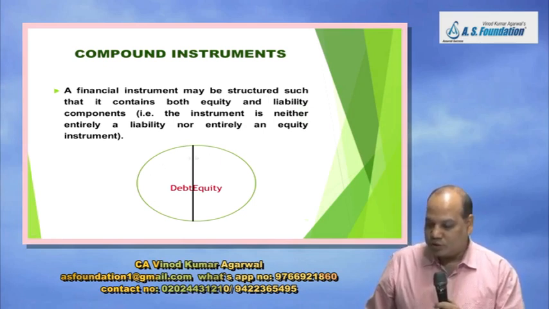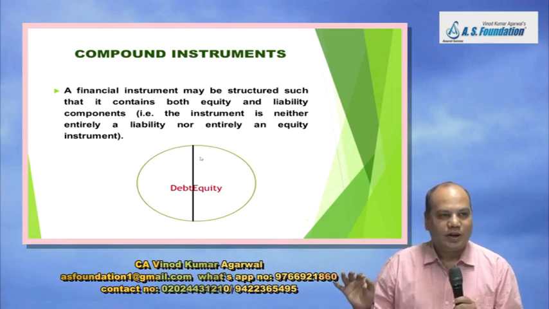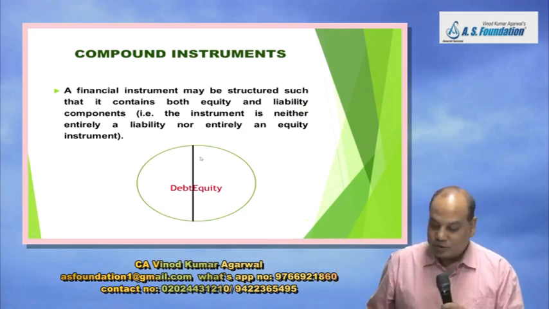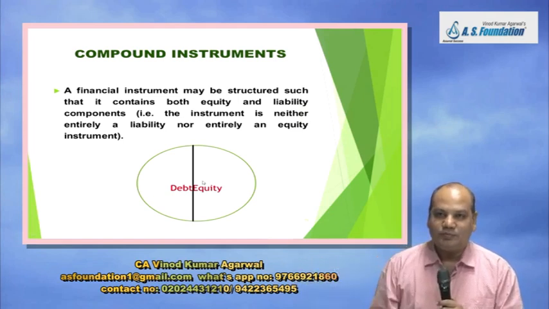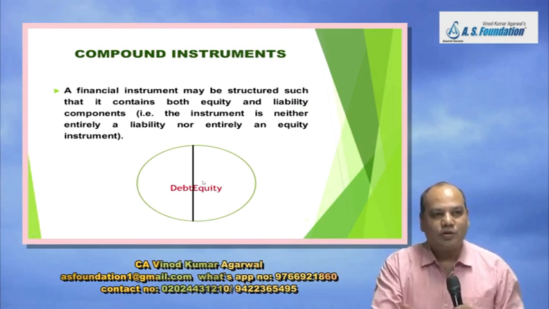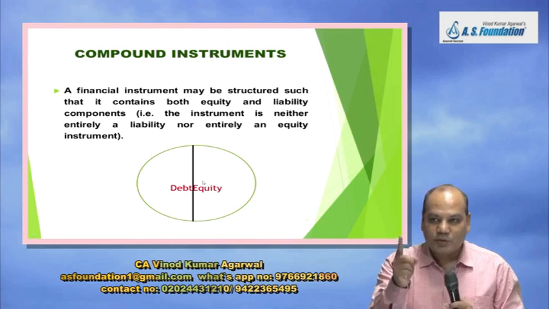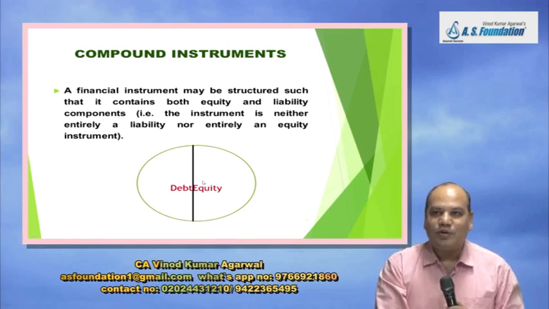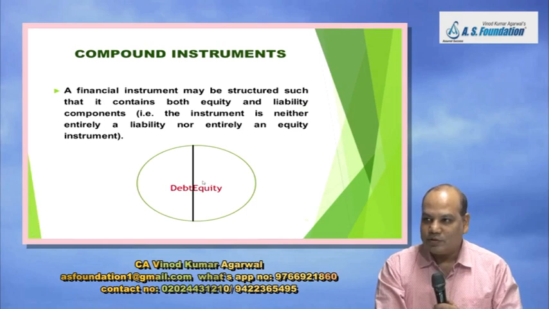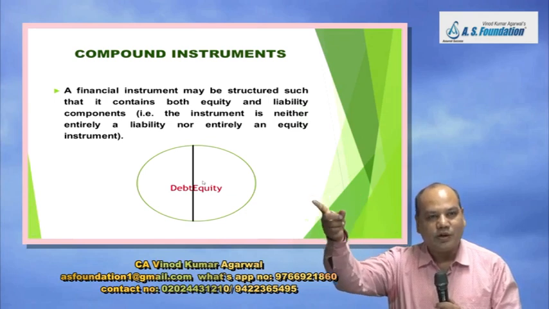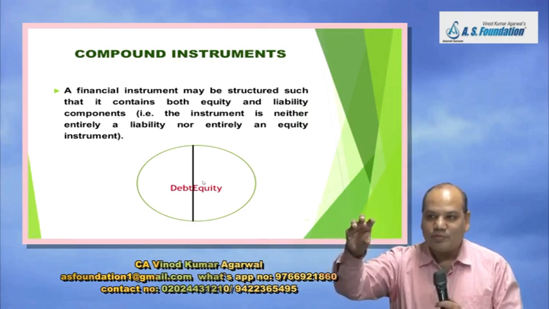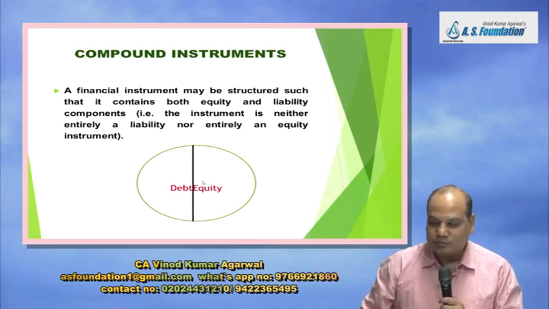Suppose this is a bond, a pure bond, a straight bond with no embedded feature, it is a debt instrument. But in a convertible bond, there is an option to convert into equity share. So basically you are giving a call option to the holder of the instrument, which gives him a right to acquire the equity share of the company. So that instrument will be settled in the form of equity share of the entity. So that portion becomes an equity instrument.